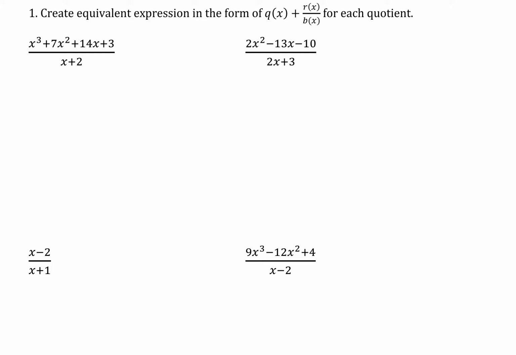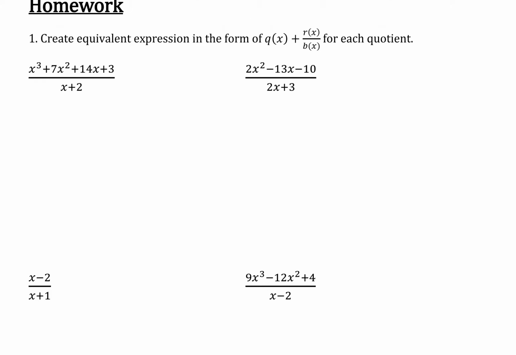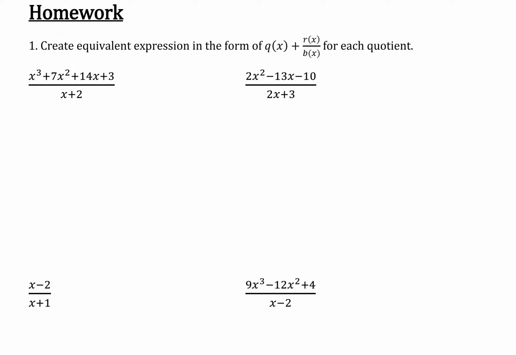Notice one thing right away. In the instructions it says create an equivalent expression in the form of q of x plus r of x over b of x. So this is the quotient, this is the remainder, and b of x is the divisor. So sometimes questions, especially on the Regents exam, they'll give you something like that. It really doesn't mean anything other than do the division, right? So let's take a look at the first one.